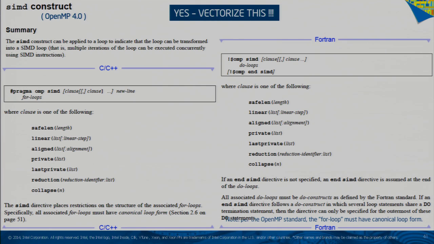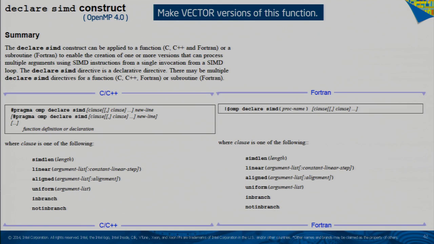Some of these others look familiar. Private variables and reductions can be very useful. And then you can also apply this to functions. If you've ever written in CUDA or OpenCL, the concept of a kernel function can be very powerful. And this is essentially OpenMP's version of a kernel function. You write a function that operates on one piece of data, but you put this in front of it. You say declare SIMD construct in front of the function. And when the compiler encounters that function being used, it will try to use a vector version of it.